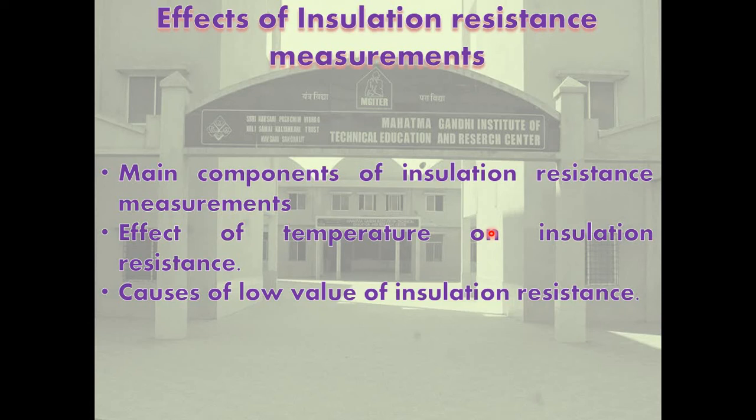Now IC plus IA flow for several seconds or minutes depending upon the size and capacitance of the insulation. Their magnitudes go on reducing with time, and after a few minutes IC plus IA becomes 0. So our equation is IDC equal to IC plus IA plus ILC plus ILS. So IC plus IA is equal to 0. Now IDC equal to ILS plus ILC.